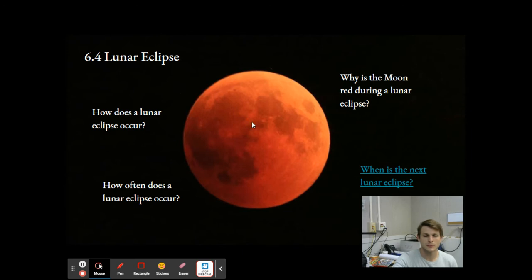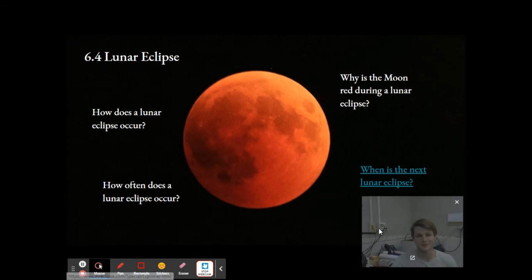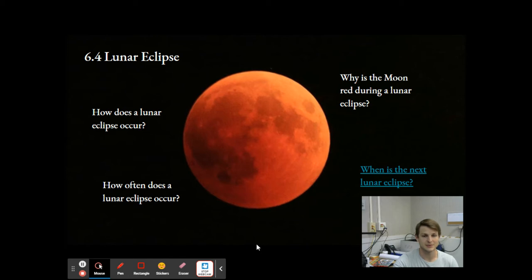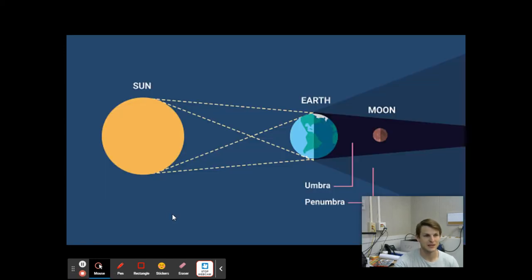So we're going to answer a couple of these really common questions. The first one being, how does the lunar eclipse occur? The second one being, how often does a lunar eclipse occur? Then why is the moon red during a lunar eclipse? And then when is the next lunar eclipse? When's the next time we can see this? Does this happen often? Is this something we can see relatively soon? And we will answer all those questions. We will come back to this link because that's how we'll wrap this up.